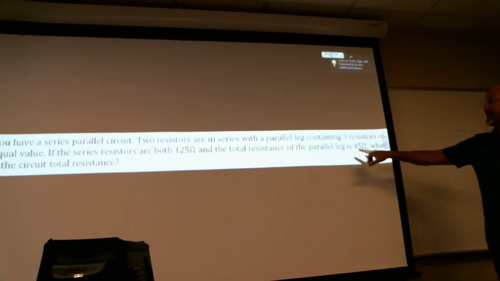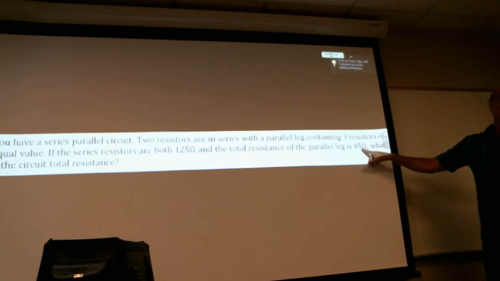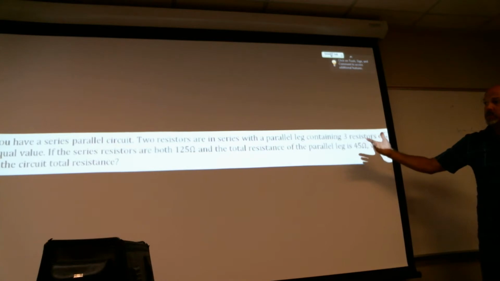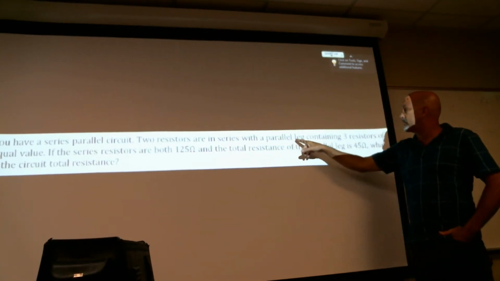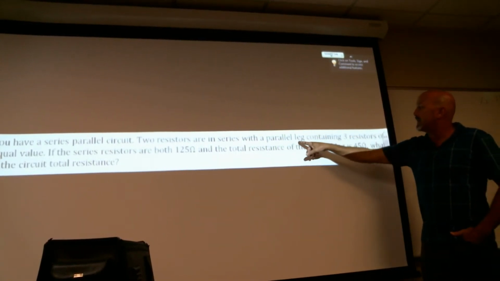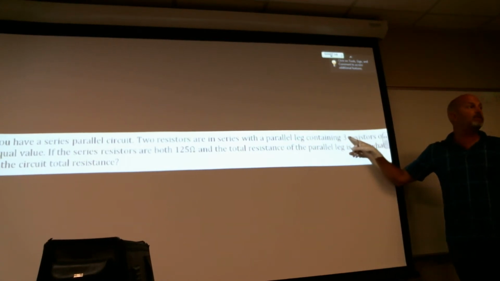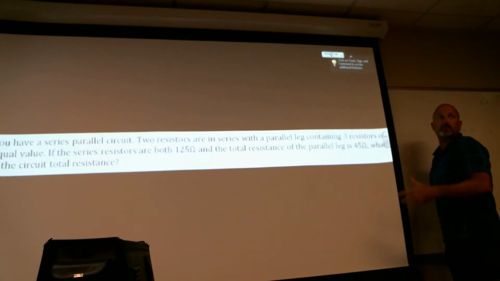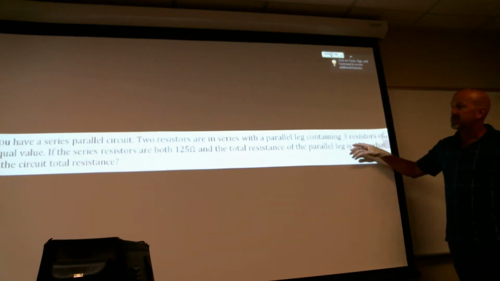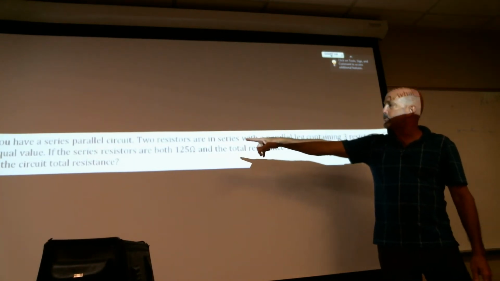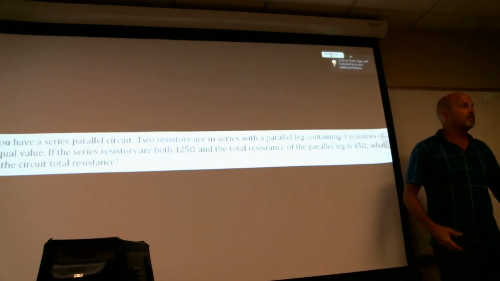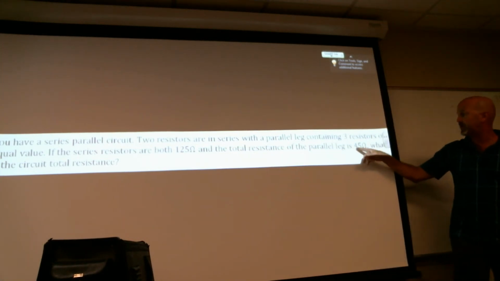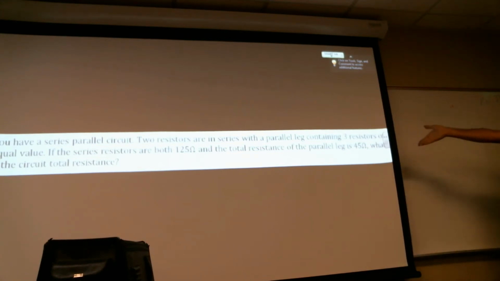Okay, the parallel leg, they're already giving you the total. So you just add them together. 2 resistors are in series with a parallel leg containing 3 resistors, but they've already given you the total resistance of the 3 resistors in parallel. So the series resistors are both 125, so it's 125 plus 125 plus 45. Those are not the numbers you'll see, but that's how that works.